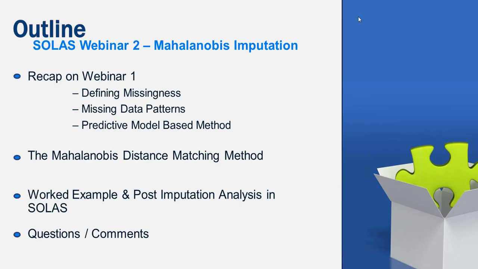So just the outline for today's webinar. It's 30 minutes long. I'll do a quick summary and recap of the last webinar, where we defined the concepts of missingness, missing data patterns, and gave a brief summary of the last model, the predictive model-based method. I'll then run through the methodology behind the Mahalanobis distance matching method. I'll run through a short worked example and give a little example of post-imputation analysis in SOLAS, and we'll have time for questions and comments throughout the webinar.